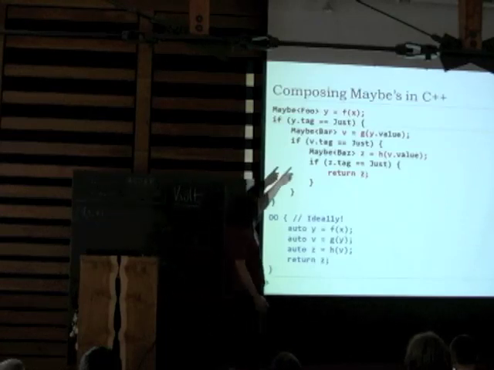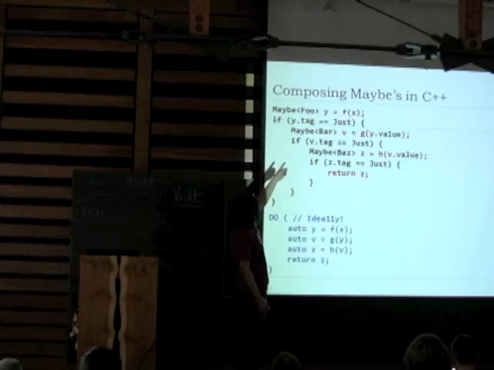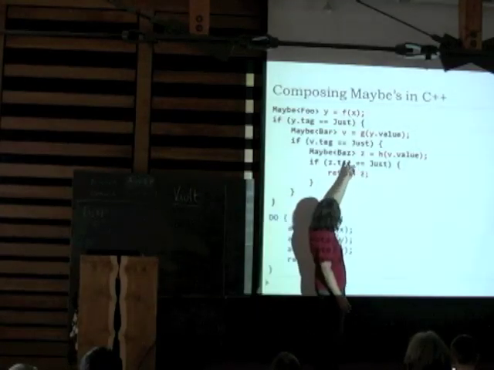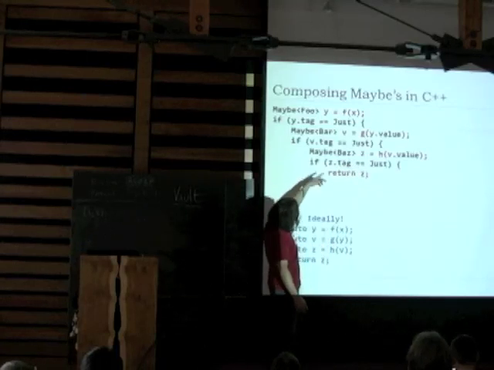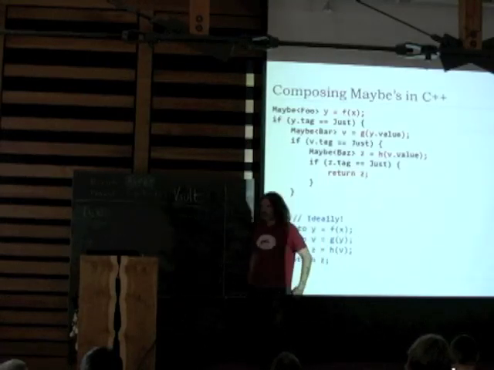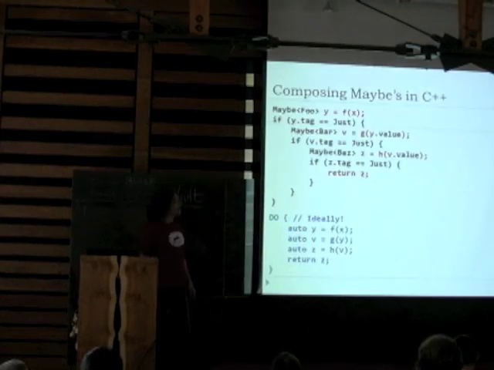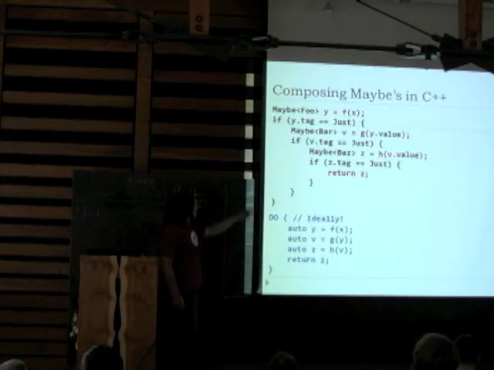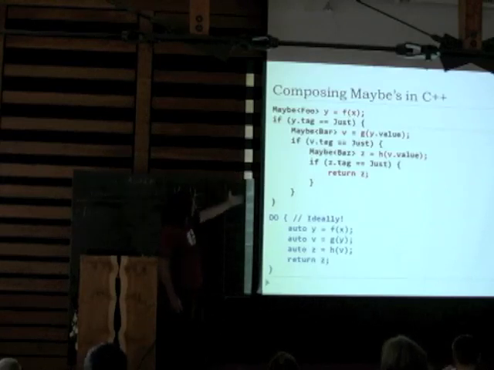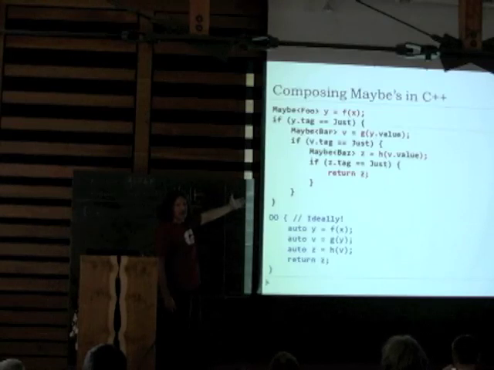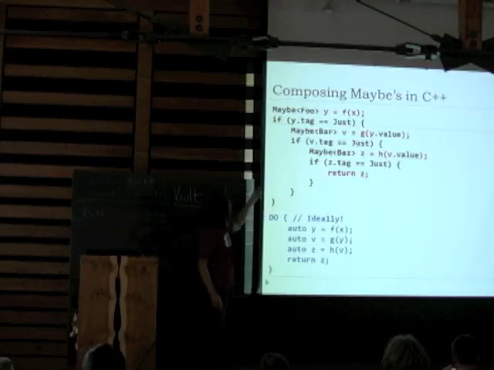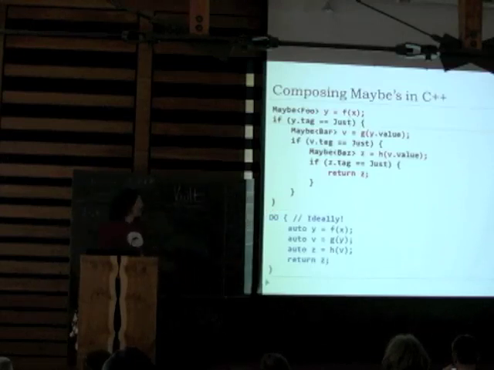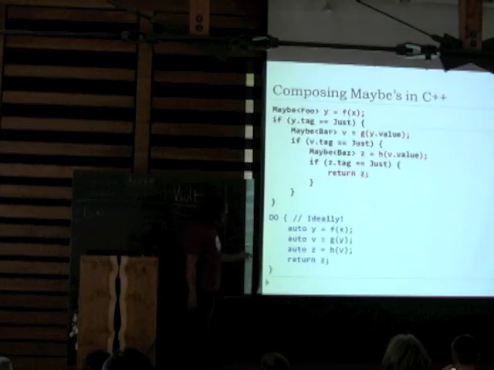So, function f of x returns y. Check the tag of y. If it's just, then I can extract the value from y, call g. It returns another maybe, and so on. And the important point is that if any of them returns nothing, if f returns nothing, I don't get into this if at all. That's the end for me. In fact, I should have returned something here. It's not a complete example. It's pseudocode.